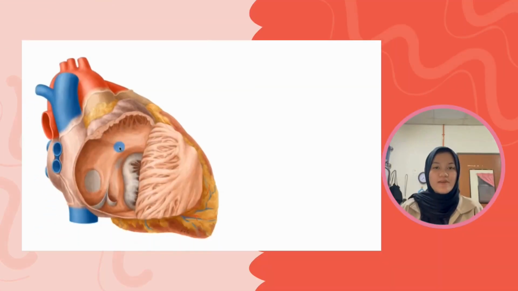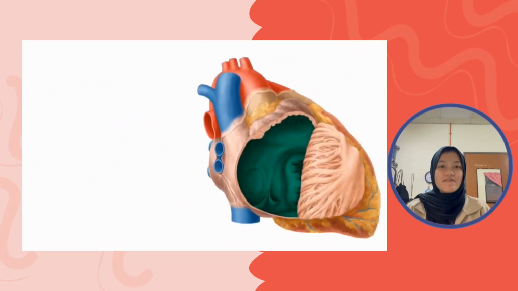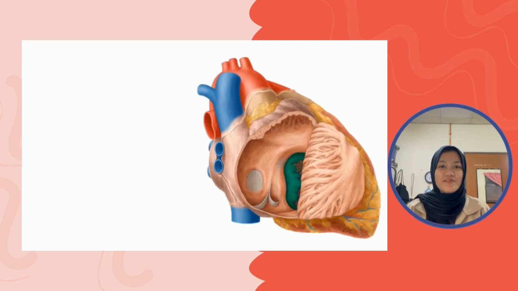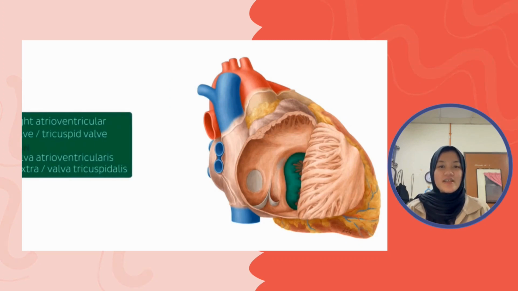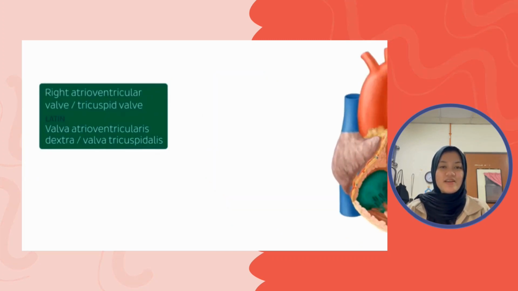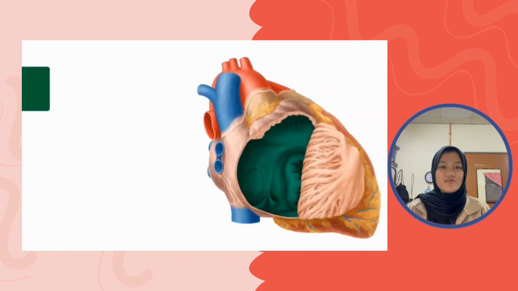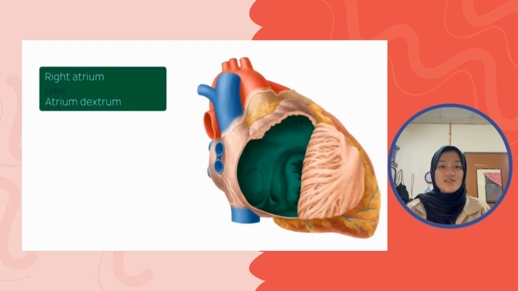I'm going to explain about the right atrium and ventricle. The right atrium receives the deoxygenated blood from the superior vena cava, also receives the blood from the inferior vena cava, coronary sinus, anterior cardiac vein, and also the smallest cardiac vein. And all these structures will be taking the blood into the right atrium.